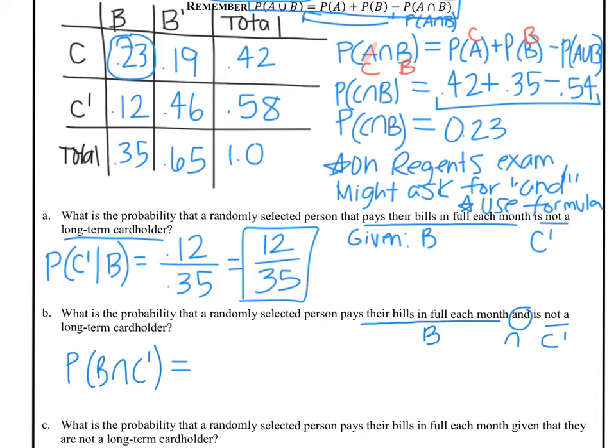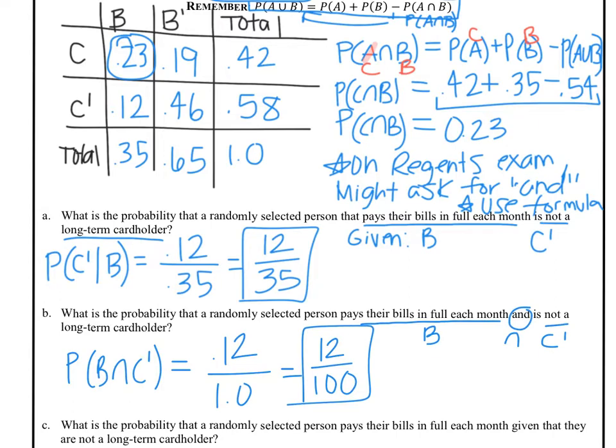So it'll just be point 12, and when it's an AND problem, remember always to put it over 1.0, which will be 12 over 100. Okay? All right, part C.